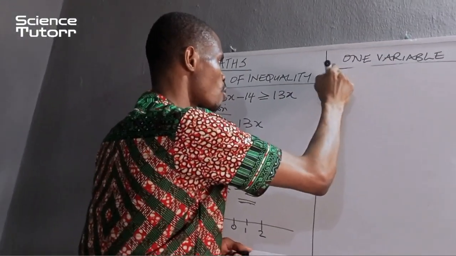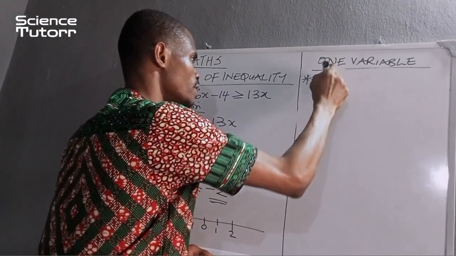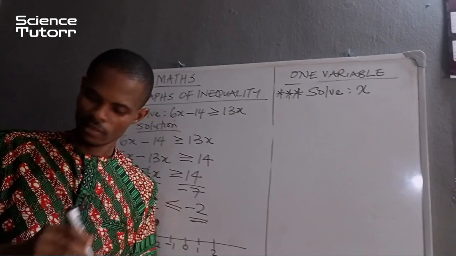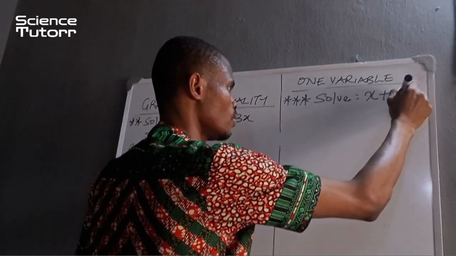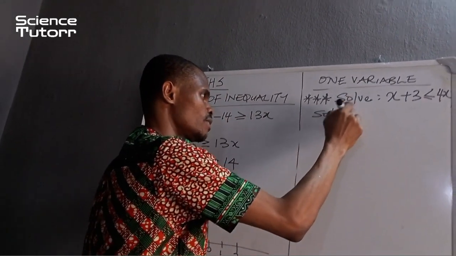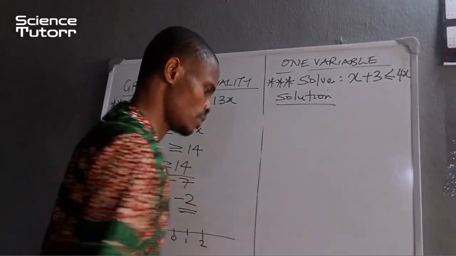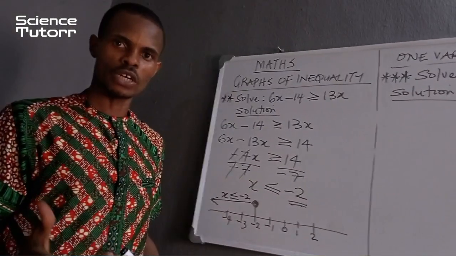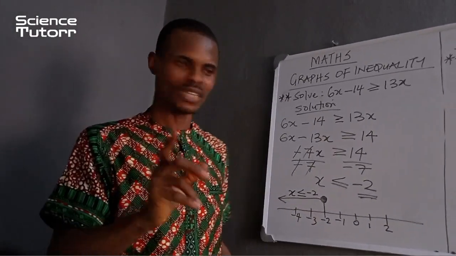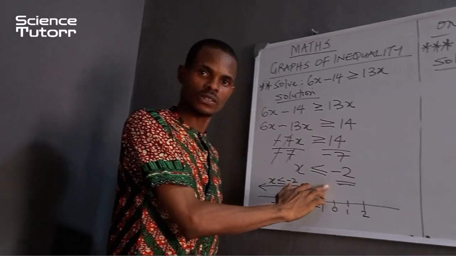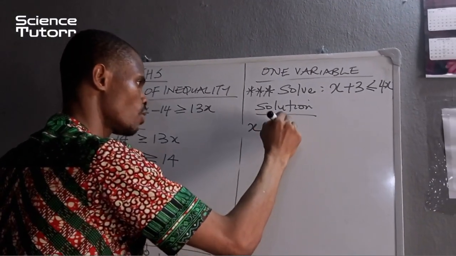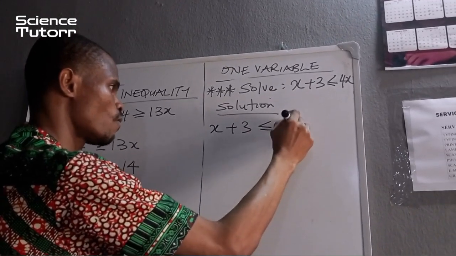Alright, we take one more problem. That's example 3. We are told to solve the inequality x plus 3 is less than or equal to 4x. So let's quickly look at this. The essence of all these problems is to make you recognize and memorize the way the sign changes. That is why I'm taking my time to do all this. So you have to be sensitive.